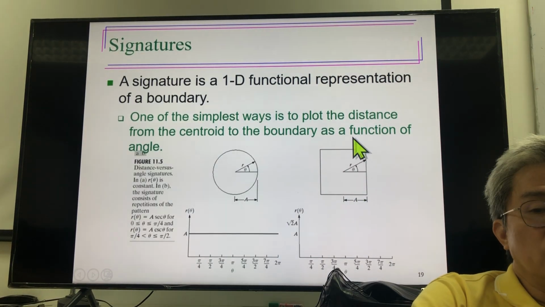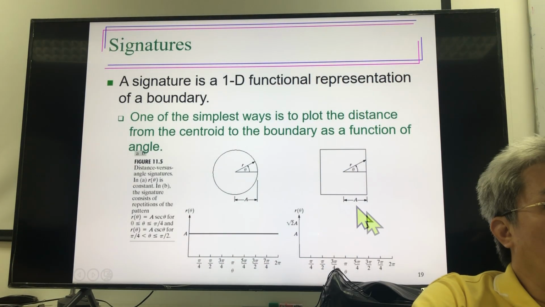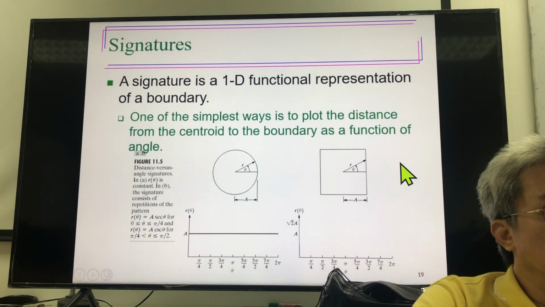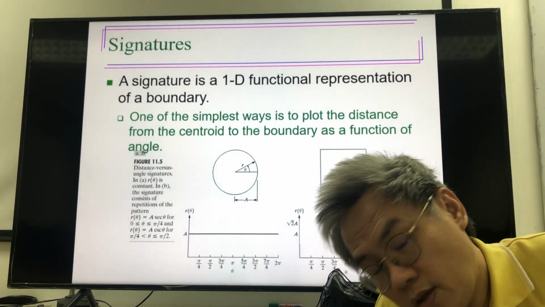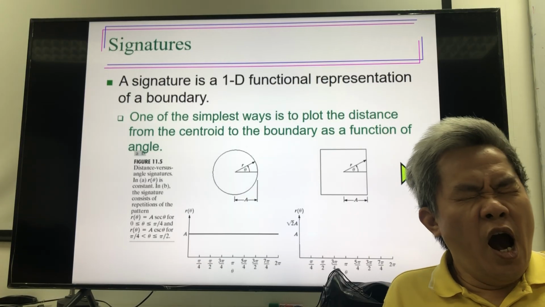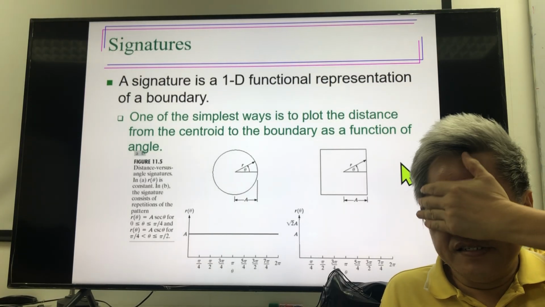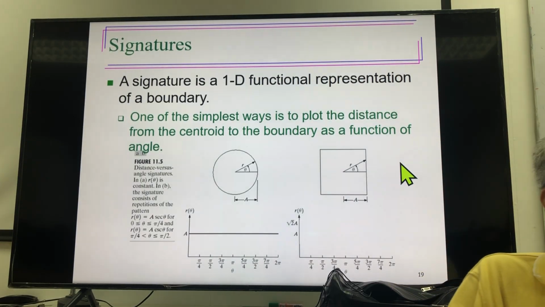Go ahead and draw this one: the signature for this square shape. I'll let you try that first. What do you think it will look like?